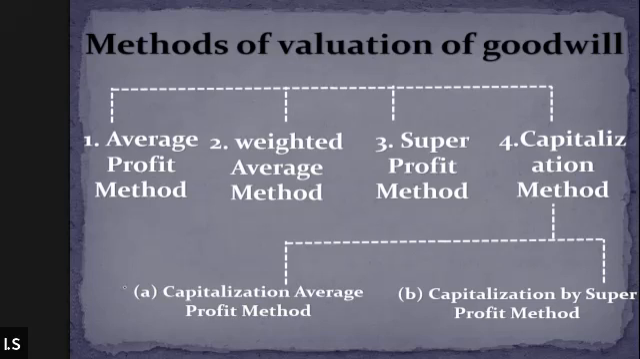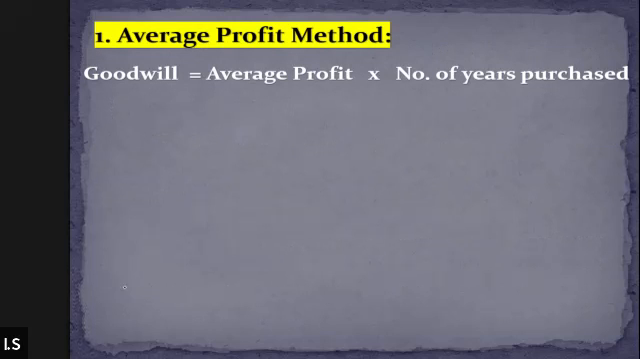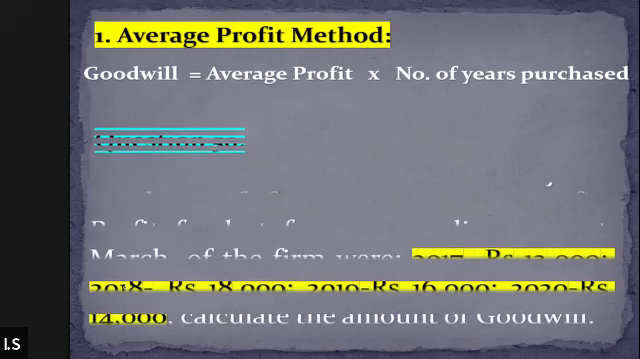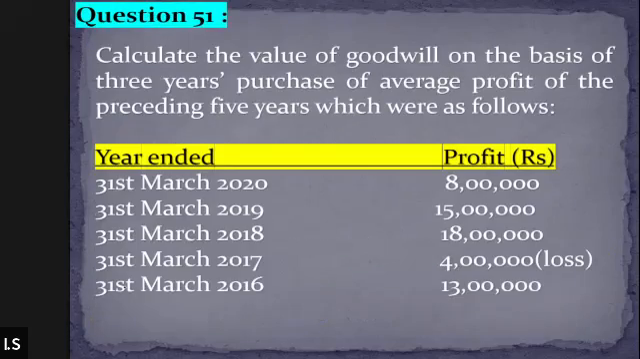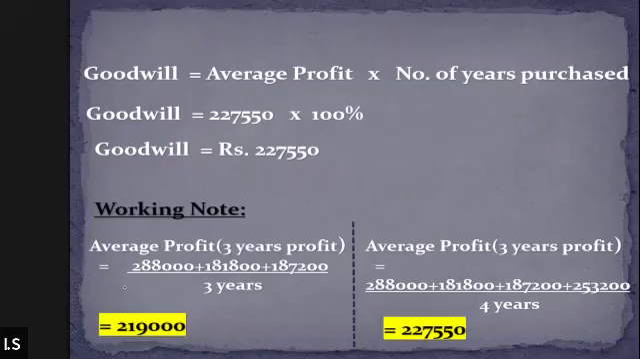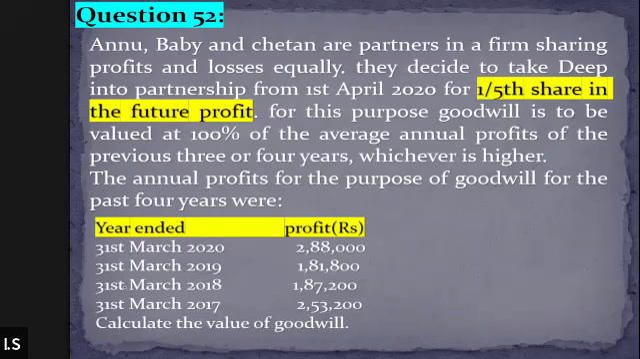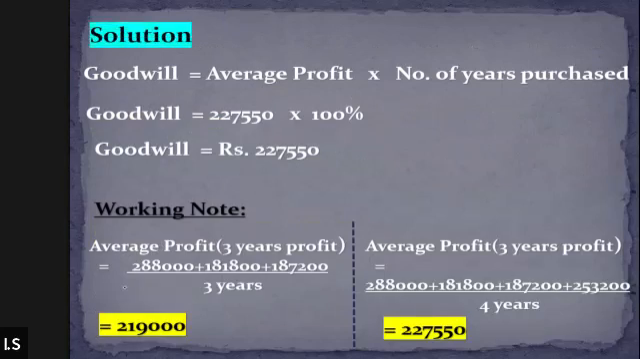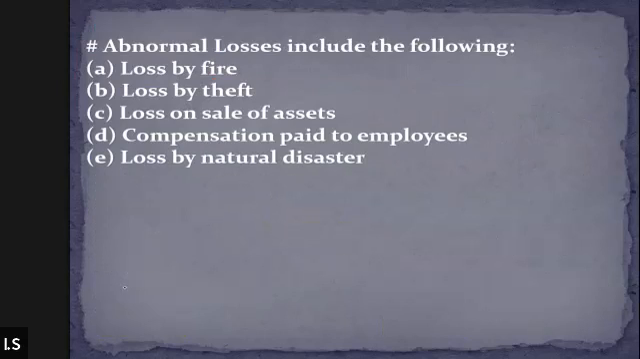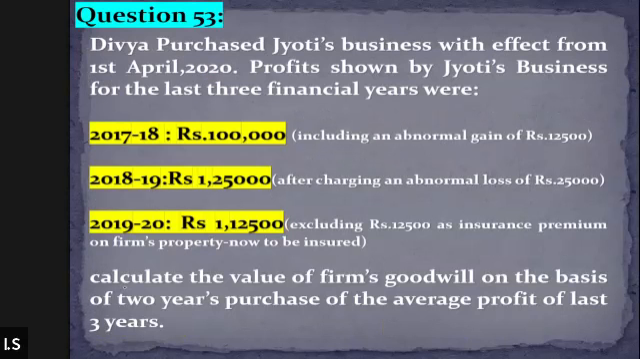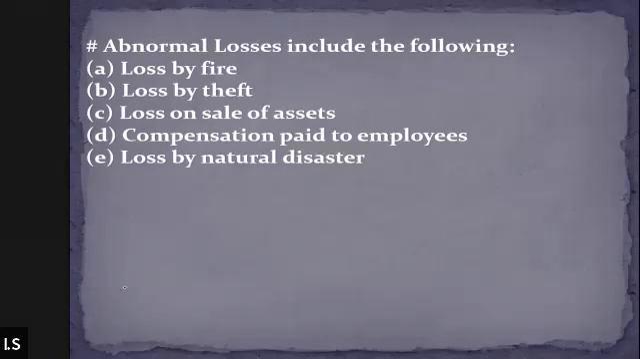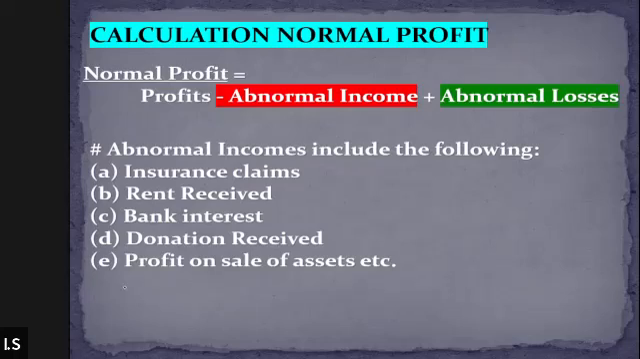Apart from the basic discussion, we also saw questions based on the average profit method. We did question number 50, then question number 51, I guess, and then question number 52 as well. We did these three questions in the last class, and in today's session, we will be discussing question numbers 53, 54, and 55. But before that, I just wanted to discuss one small point with you, which is regarding the calculation of normal profit. All right.